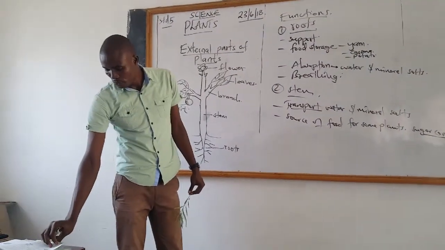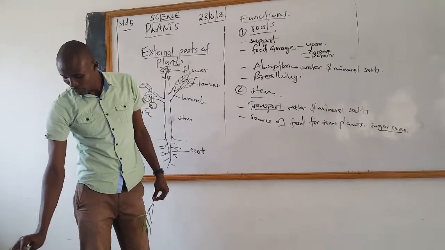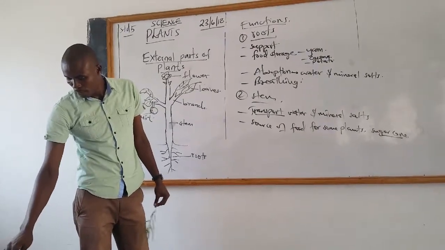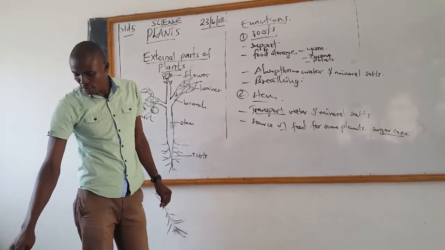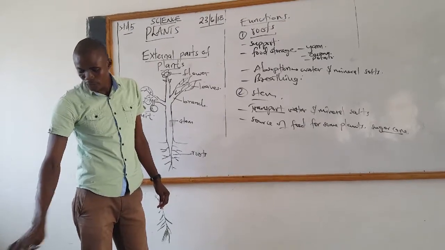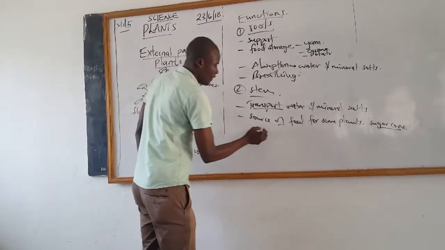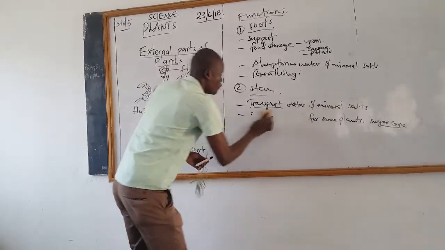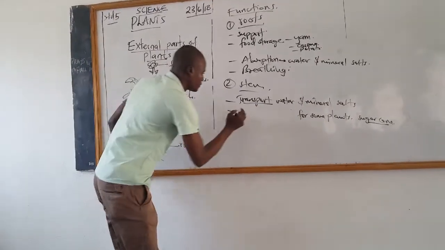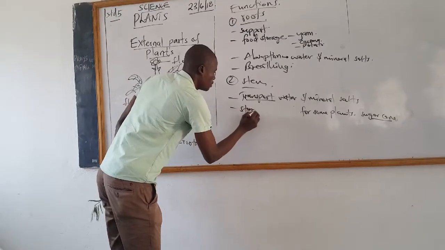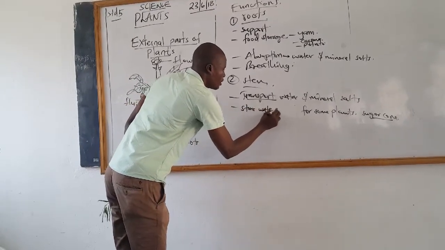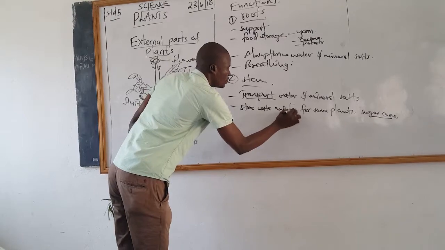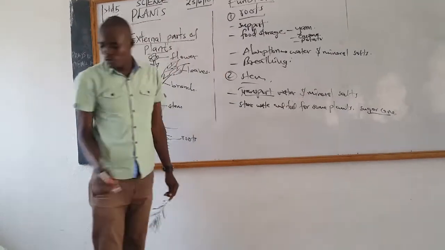Then number two, we have just mentioned food and water storage. So other than there, you can talk of food and water. It does not only store food; it also stores water and food for some plants that were mentioned there.